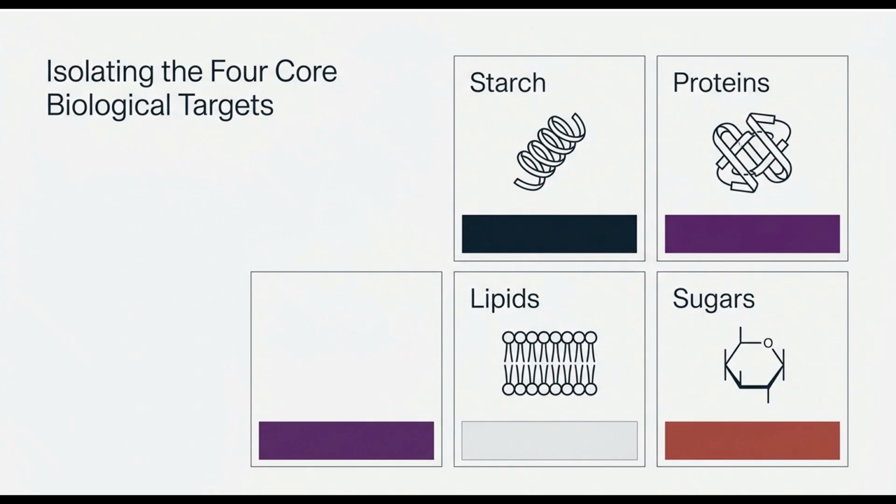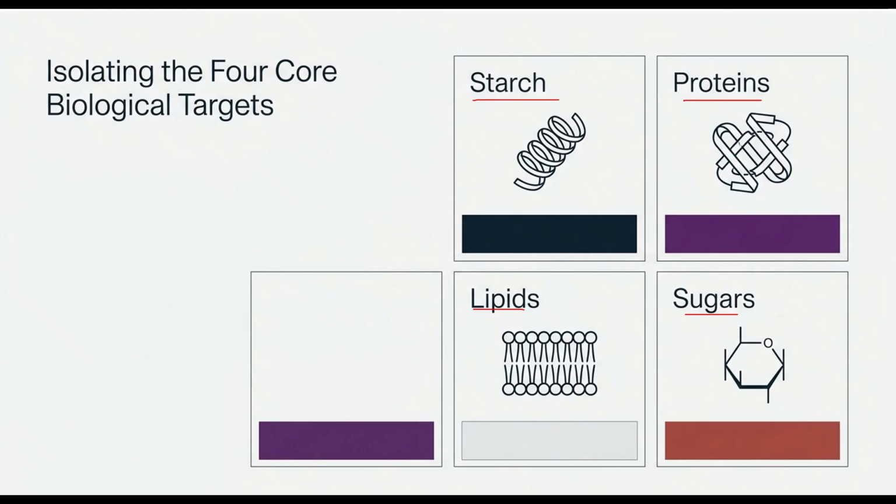So there are four biological targets. What are they? Before testing, we first identify the four major biological molecules that we are looking for. That is starch, proteins, lipids, and sugars. Each molecule reacts differently with specific chemicals. By observing these reactions, we can determine which molecules are present in the sample.